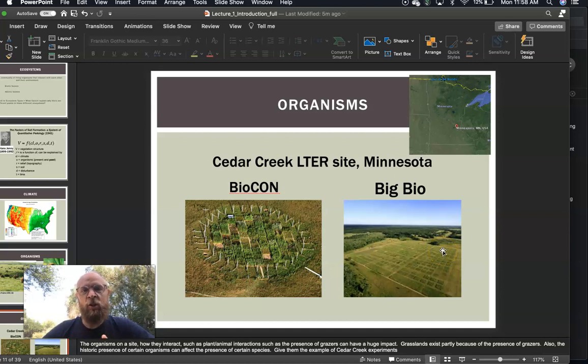What's interesting is these 2 experiments started really differently. Big Bio removed the top layer of soil and then planted the plants. They did that to get rid of the seed bank. However, they got rid of the microbial community, or a certain amount of the microbial community, and all the seeds. Biocon started by fumigating the soil and killing all the microbes, but not getting rid of the seed bank. And because of this difference in how they treated the microbial community, their biodiversity experiments differ in fairly significant ways.